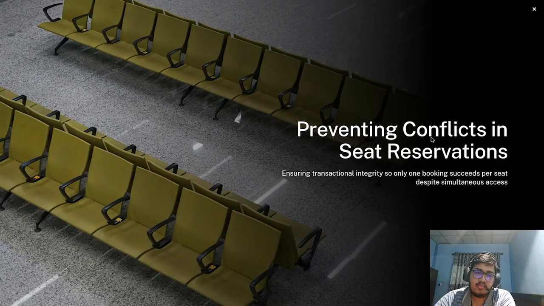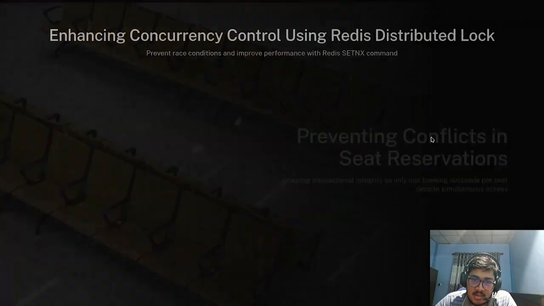And one thing that is really important for a system like this is to prevent conflicts in seat reservation. So this is the critical point that we need to address. We need to avoid users from booking the same seat. Avoid two users from booking the same seat. That's basically the problem we have to address. So let's see what are the solutions that we have taken to mitigate this scenario.